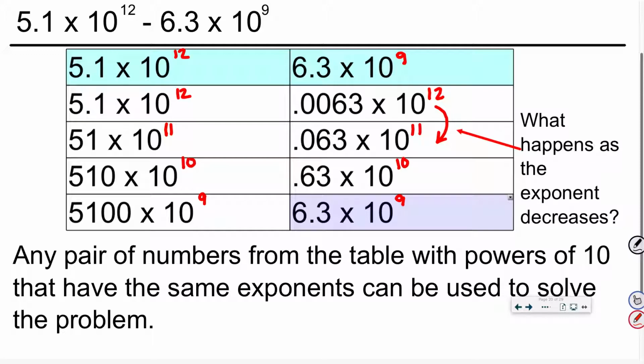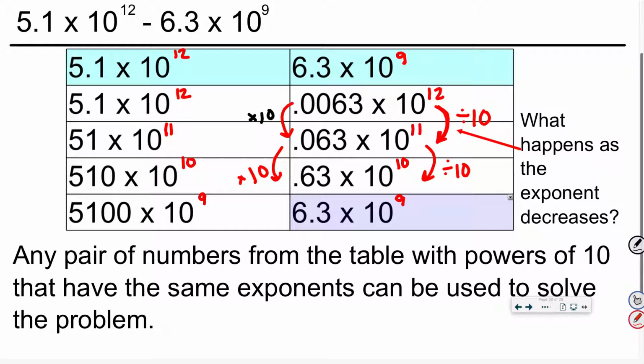If I'm going from 10 to the 12th to 10 to the 11th, what am I doing to that power of 10? By reducing that 12 to an 11, what did I do? What operation was it? I took away one of the powers of 10. What operation is that? Yeah, if I divided by a power of 10, what do you notice about this first number? It multiplied by 10. As I divided my right side by 10, my left side multiplied by 10.